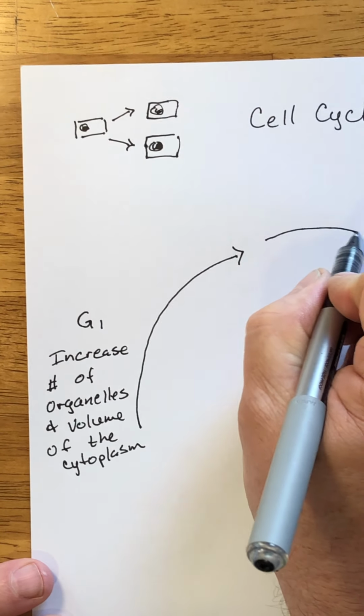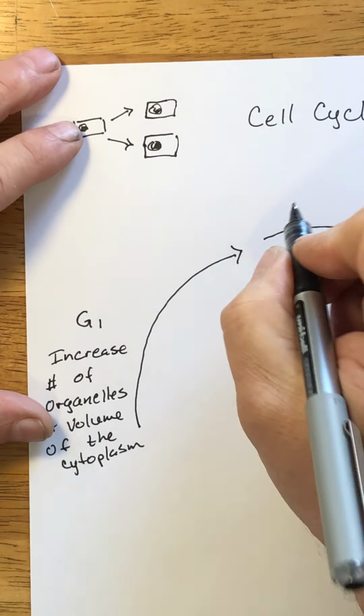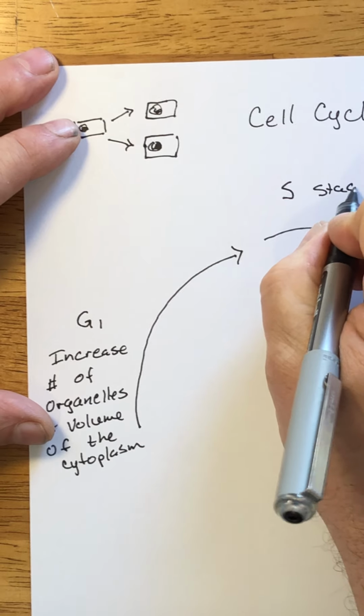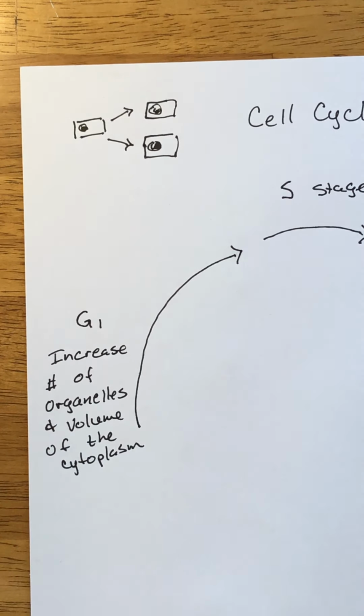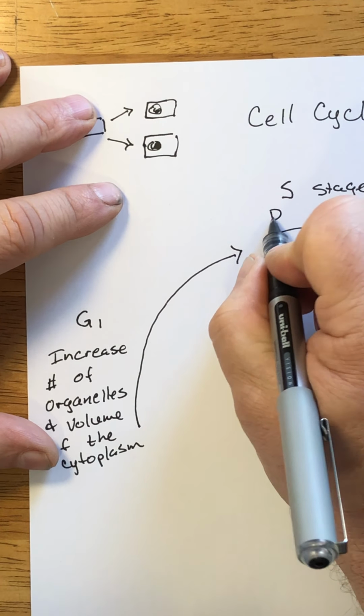The next phase or stage of the cell cycle is the S stage. And this is when we get the brains of the operation. During the S stage, DNA is going to replicate.